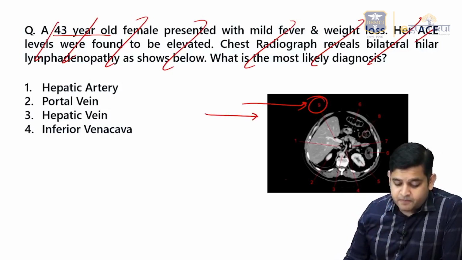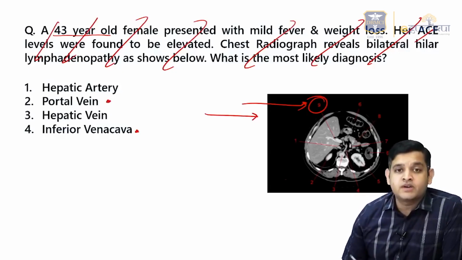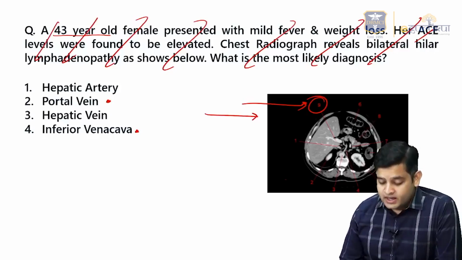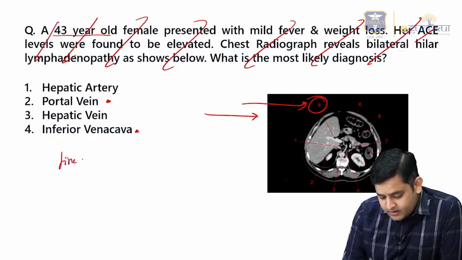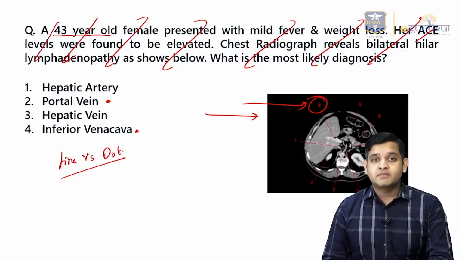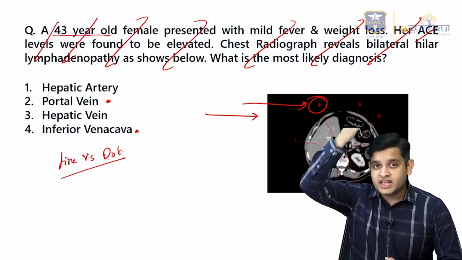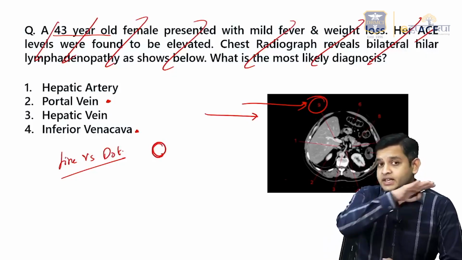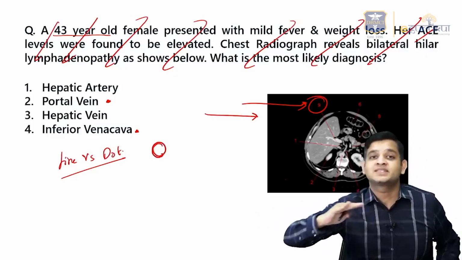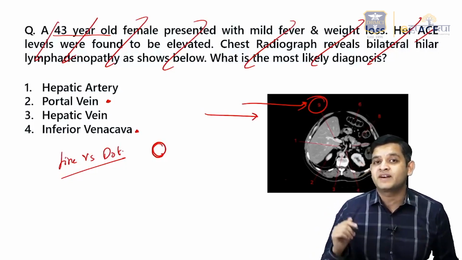Most of the time the problem that students face is regarding the portal vein or inferior vena cava. So here I'll tell you something that we commonly say in our conventional teaching. I call it the line versus dot principle. What is the line versus dot principle? If you are taking a cross section, any vertical vessel in the body will be seen as a dot, and any horizontal vessel in the body will be seen as a line. This principle will be very helpful for you in identifying the vessel.